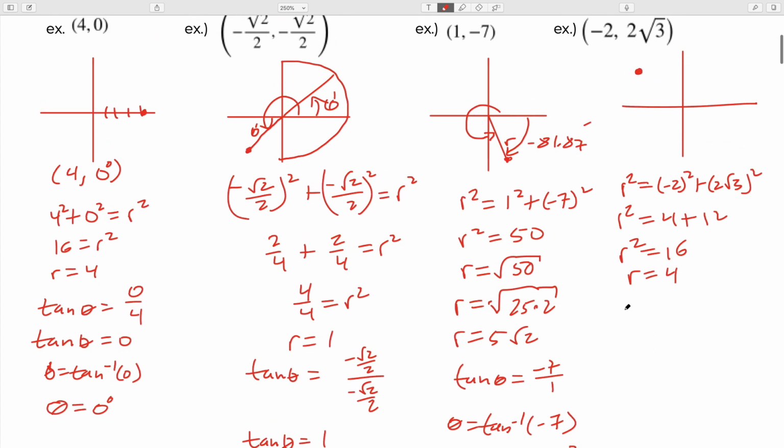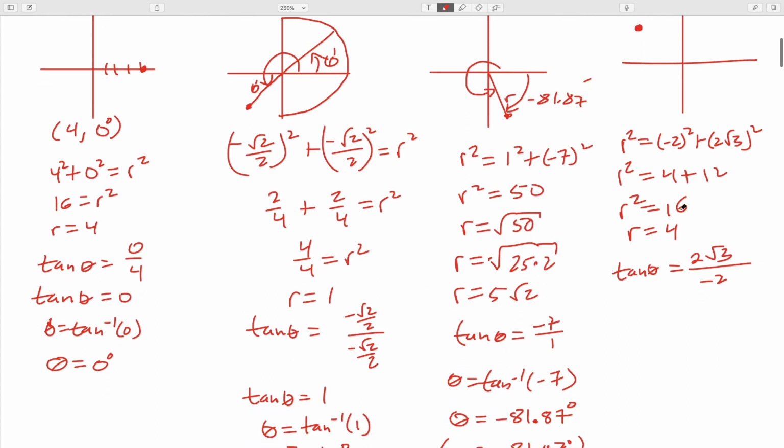So we could say, all right, well, let's see, tangent of theta equals 2 square root of 3 divided by a negative 2. All right, so the 2's will divide out. So tangent of theta is equal to, this one's kind of weird. This is going to be a negative square root of 3.